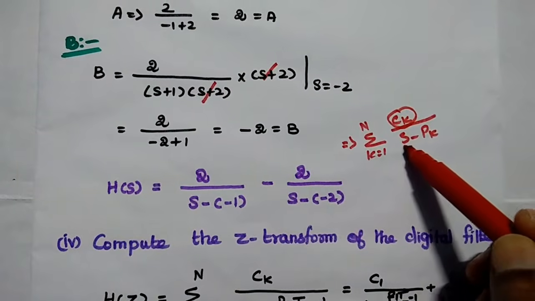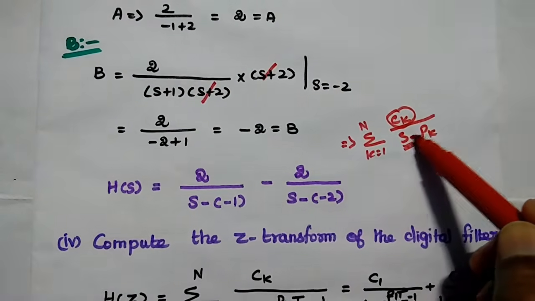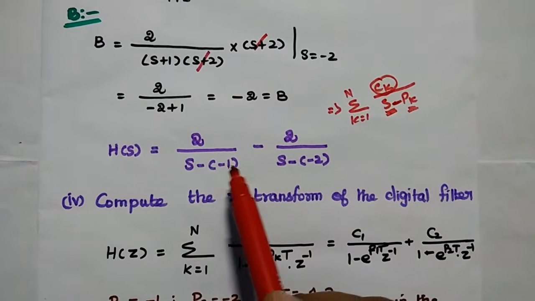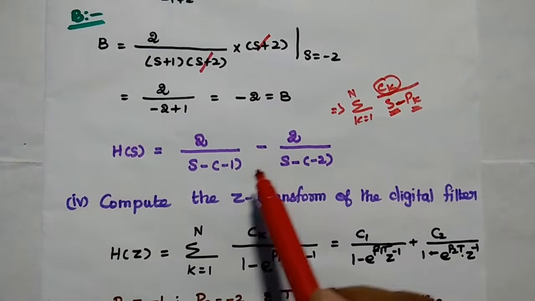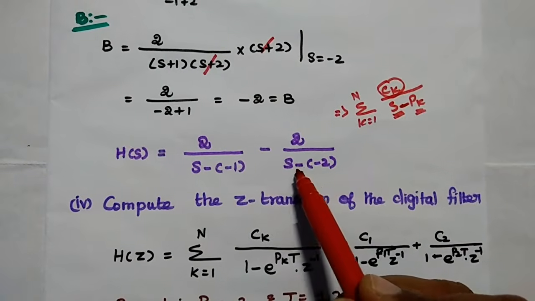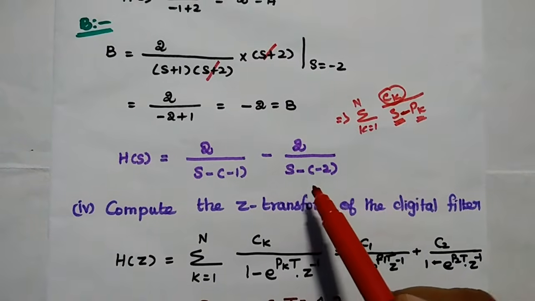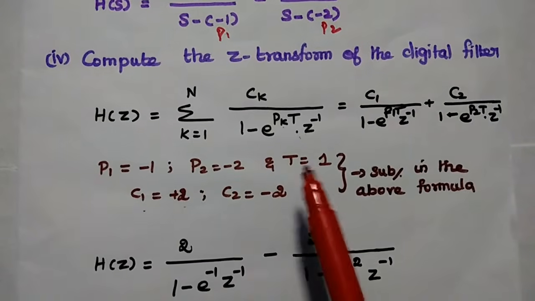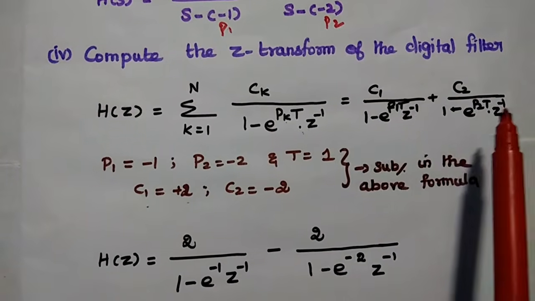See here denominator should be in the format s minus pk. So here this s plus 1 can be written as s minus of minus 1. Similarly here it is s minus of minus 2. Do you all understand this? Next, we are going to compute the Z transform of the digital filter.